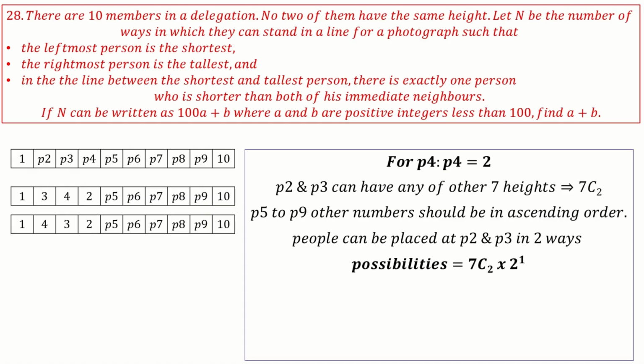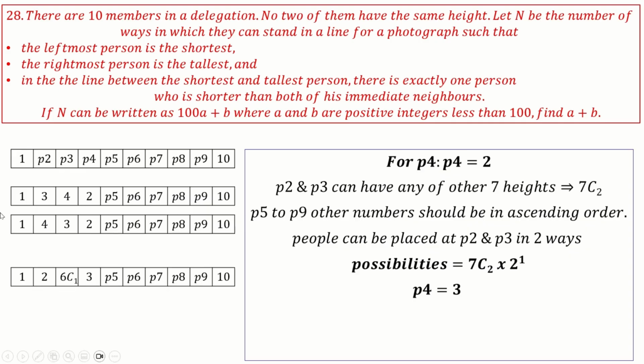Okay, so now the number of possibilities at P4 are 7C2 into 2 to the power of 1. Okay, this is for P4 if the person with height 2 is placed here. Now P4 you can also have height of 3. A person with height of 3 also is possible. So for that condition, what happens? If I place 3 in P4, I cannot keep 2 here. If I keep 2 here, the third condition is not met. Height 2 is less than height 3, correct? This is not possible.